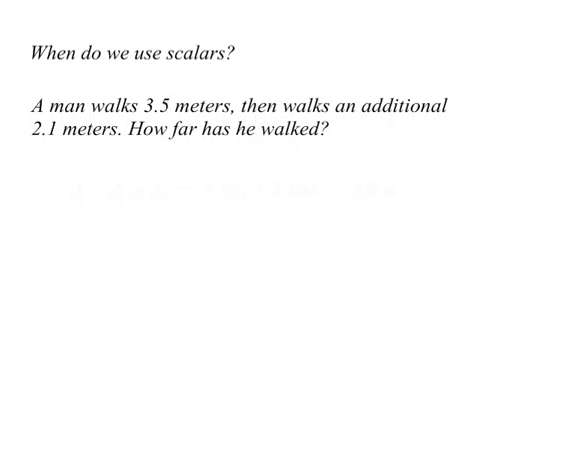Now, how do we use scalars? If we don't have a direction, we just assume everything is in the same direction. So a man walks 3.5 meters, then walks an additional 2.1 meters. How far has he walked? Well, we'd simply use algebra. We know that the total distance walked would just be the first distance plus the second distance. So 3.5 meters plus 2.1 meters means he's walked 5.6 meters.